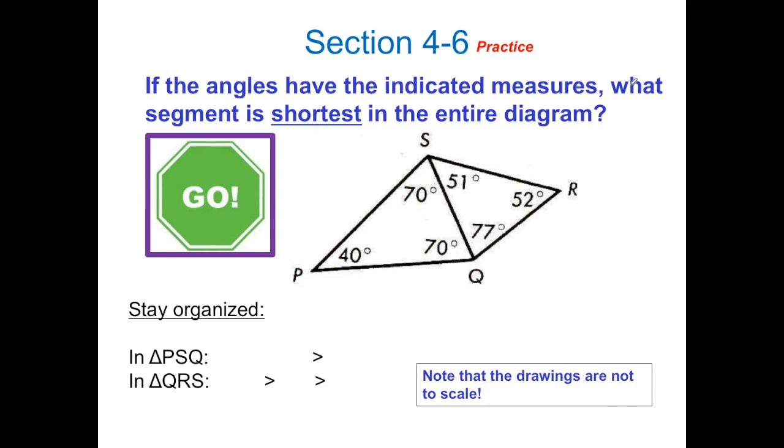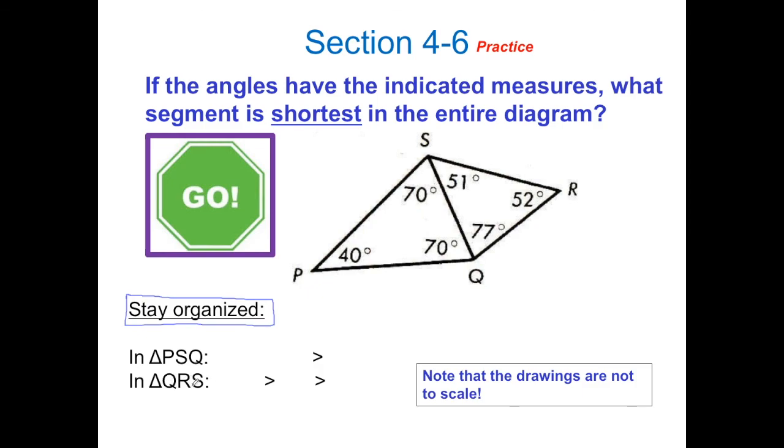Okay, so I'm going to pick up right where I was guiding you guys here. In a problem like this, you certainly want to stay organized. We can only make conclusions about this triangle and then conclusions about this triangle, but the problem's asking us for the shortest in the entire diagram. So we need to look at this triangle first and then this triangle and see, is there a conclusion we can make? Gather as much information as possible.